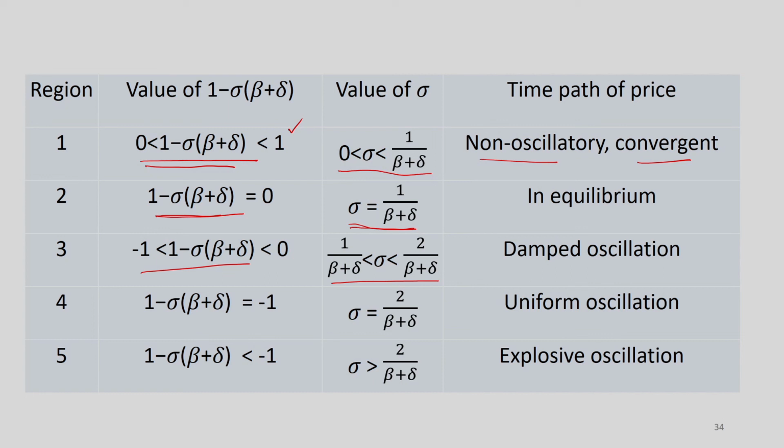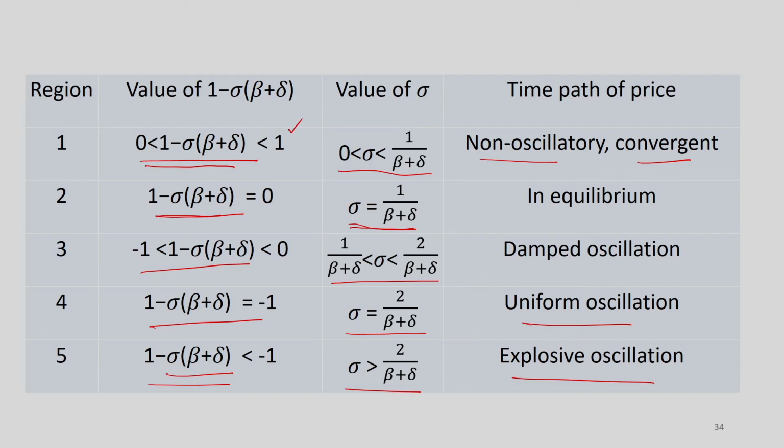Fourth case is 1 minus sigma beta plus delta is just equal to minus 1. We know this will be a case of uniform oscillation, right, because B is equal to minus 1, and this condition can be written as this: sigma is equal to 2 divided by beta plus delta. And finally, the fifth case is the B value, that is 1 minus sigma multiplied by beta plus delta, is very low, it is less than minus 1, and in this case we know there is going to be explosive oscillation, right, and this condition once again turns out to be this, that sigma is strictly greater than 2 divided by beta plus delta.